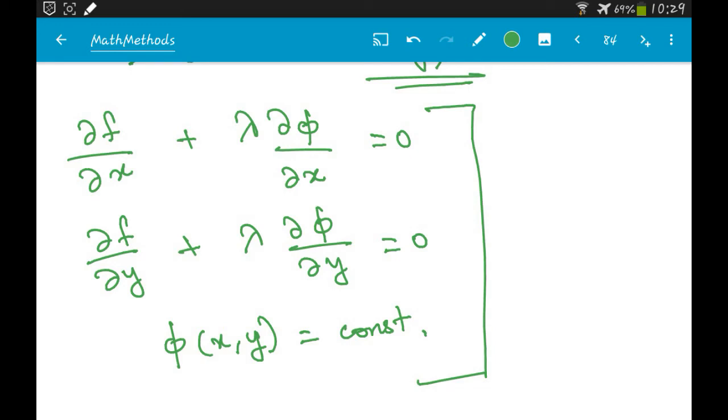Once we solve these equations, we follow the same procedure in the sense that we look at whether df by dx is 0, then whether d square f by dx square is 0 and d square f by dy square is 0 and all of that.